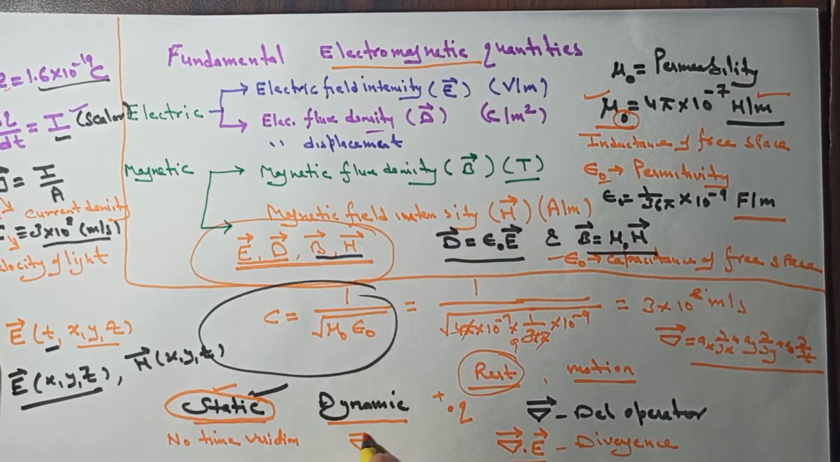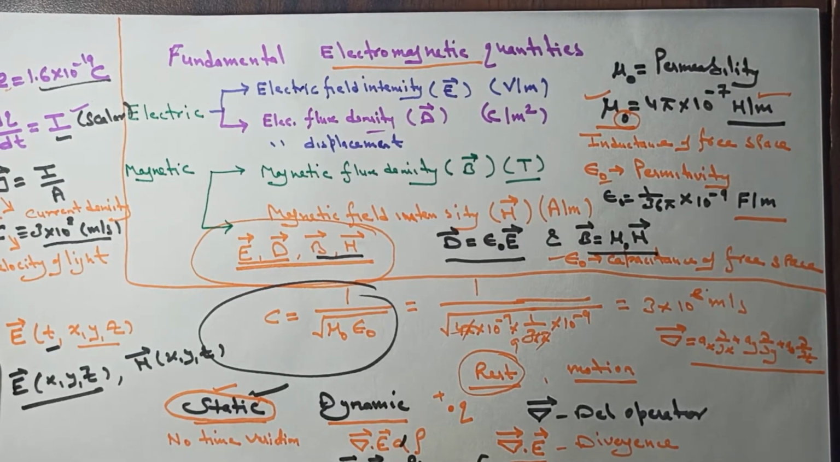So you can say that del dot E is directly proportional to rho, where rho is the charge density. In other words, you can directly write it like this: del dot E is equal to rho divided by epsilon naught, where the proportionality is replaced by epsilon naught. This is the first equation: the net flow of the electric field is equal to the charge density divided by epsilon naught.